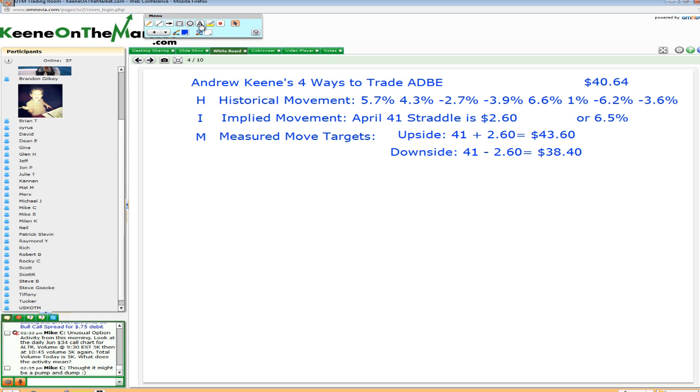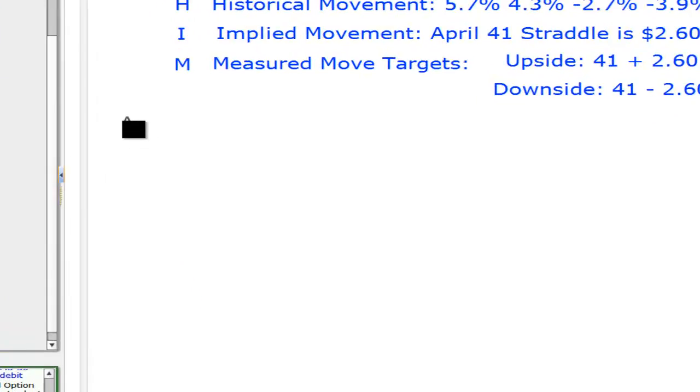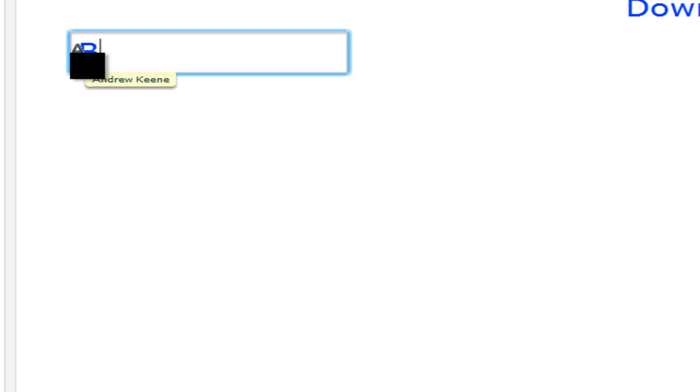So the first thing I always look at is buying movement. Let's say I said to myself, hey, you know what? Adobe, I think the stock is going to make a move. It's going to move a lot. It's going to move more than that $2.60. What would I want to do?